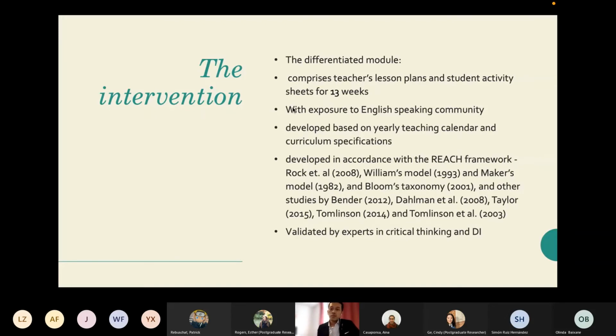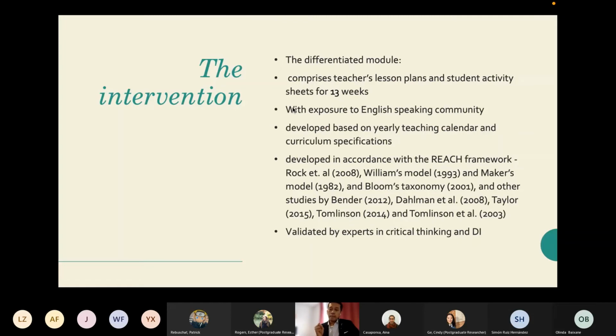So the module was also developed based on the yearly teaching calendar that I received from the school, and also the curriculum specifications, something that was provided by the Ministry of Education. And the module was also developed in accordance with the REACH framework that was developed by a group of researchers, Rock et al. 2008, and in accordance to Williams' model and Maker's model, and also Bloom's taxonomy on cognitive domain.